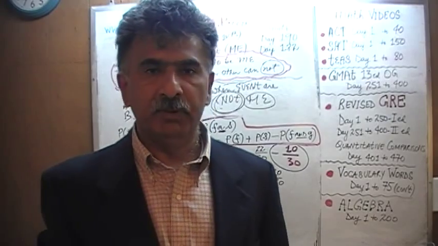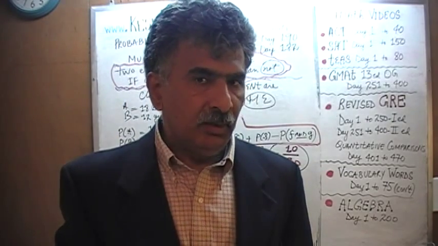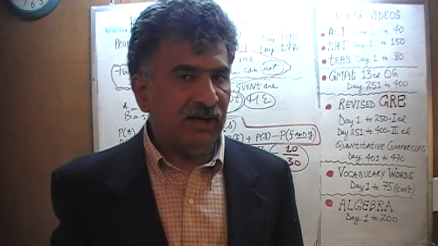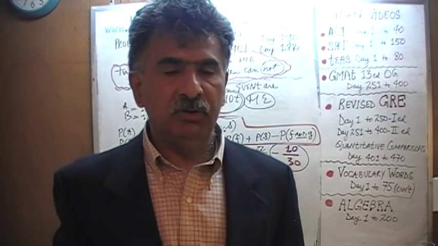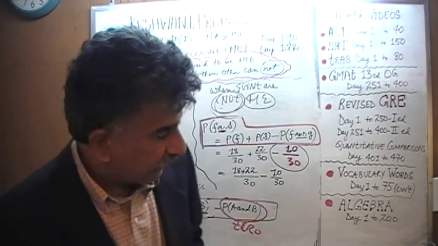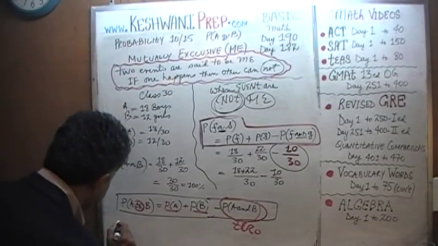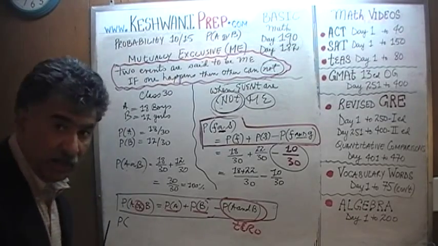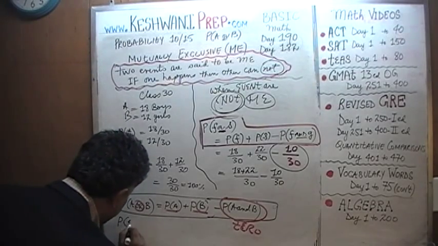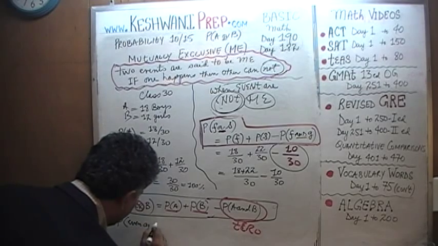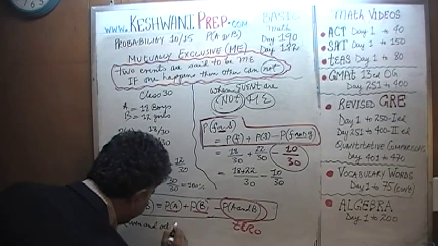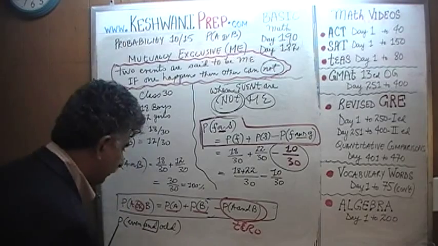Let's look at another example. If you roll a dice, and I ask you, what are the odds that the number that you roll happens to be even and odd? Well, that's zero.